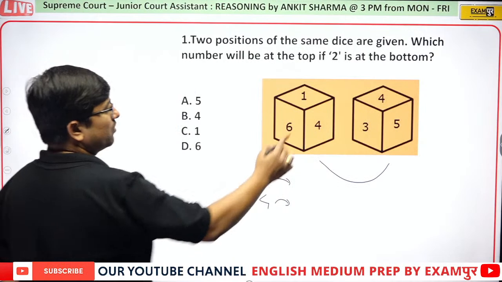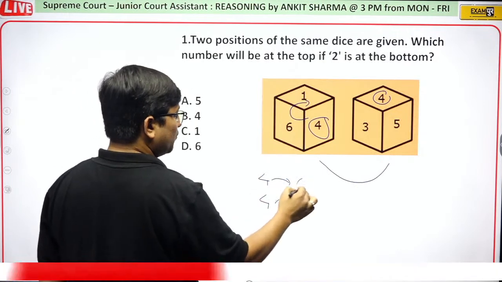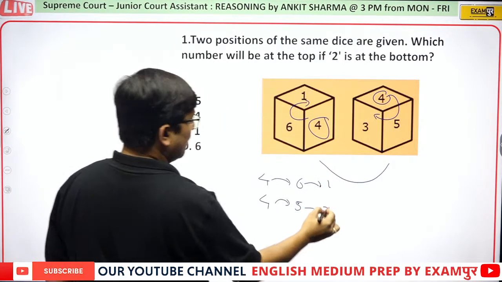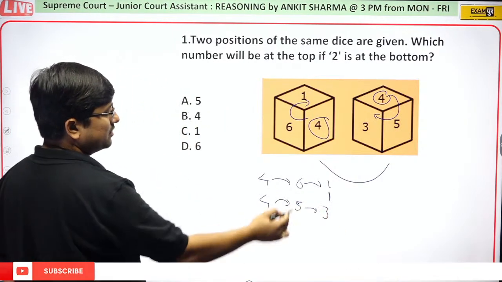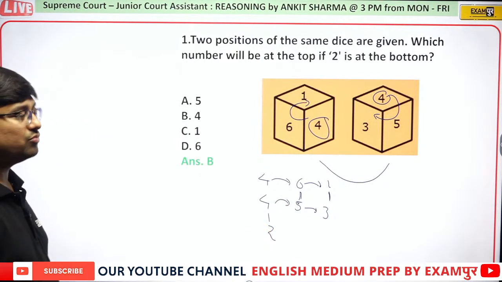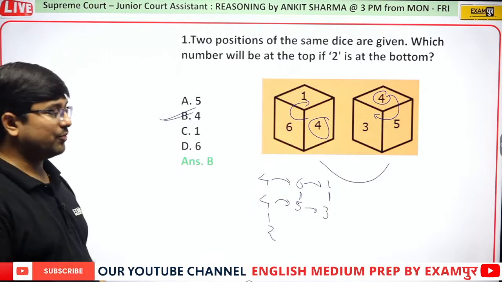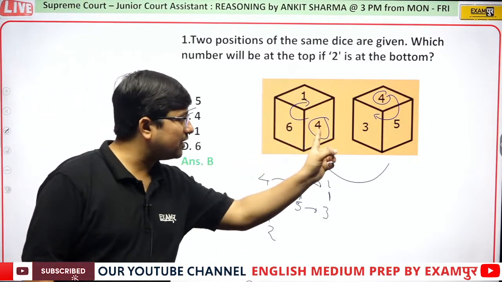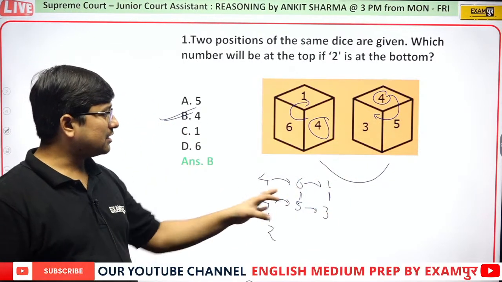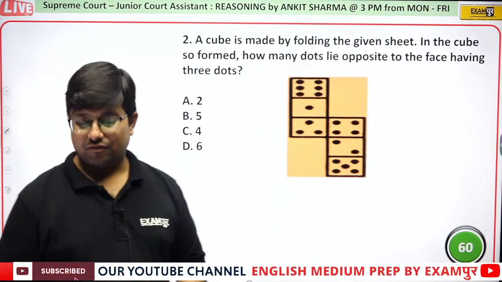Now, if we start from 4 clockwise, why 4? Because 4 is the common element. So from 4 we will go to 6 and then to 1. From 4 we will go to 5 and then to 3. Then opposite of 1 is 3, opposite of 6 is 5, and opposite of 4 is 2. So if 2 is at the bottom, what will be opposite to it? 4. So 4's opposite will be 2. That is the right answer.